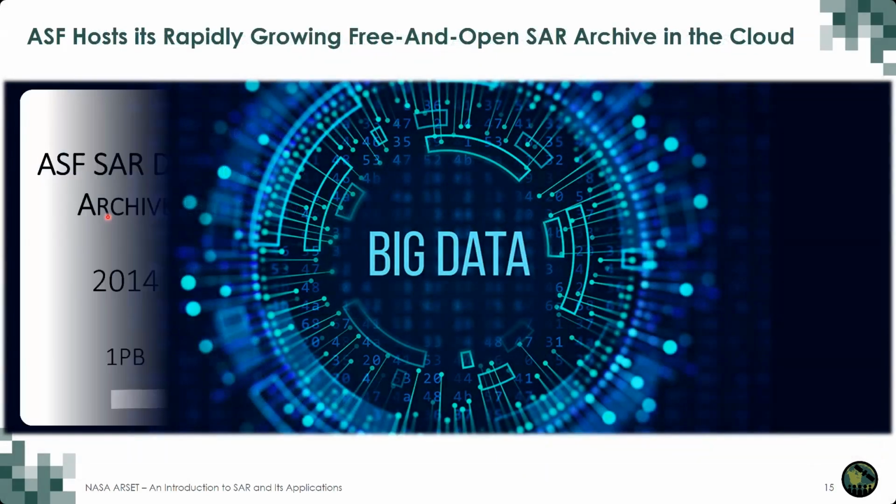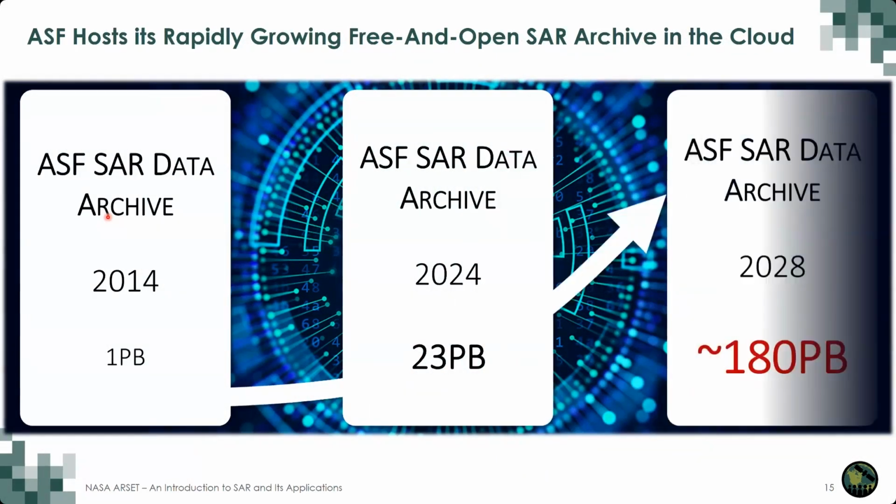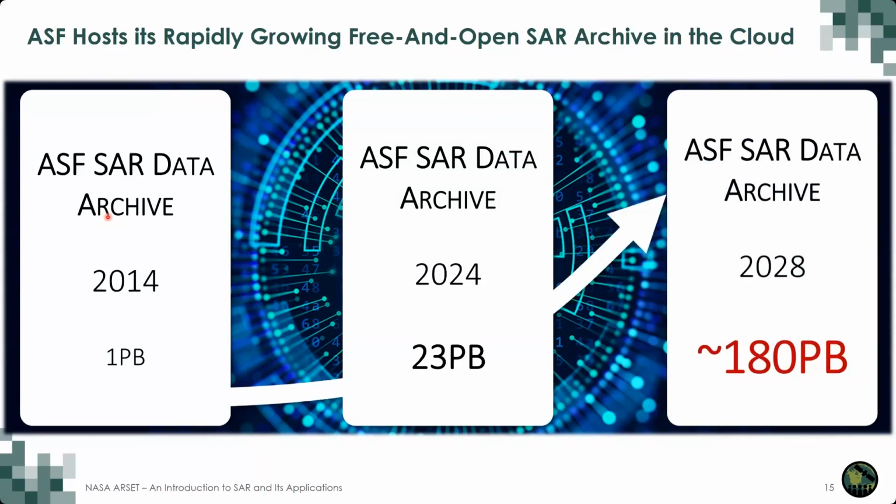So suffice to say that with all of these missions, the archives of free and open data sets are exploding rapidly. So for ASF alone in 2014, our total archive was about 1 petabyte. Currently, we have an archive of about 23 petabytes available. And in just a few years, our archive will grow another factor of 10 to about 180 petabytes in our archives. So there's a tremendous amount of free and open SAR data becoming available that will keep the science and applications community busy for a very long time.